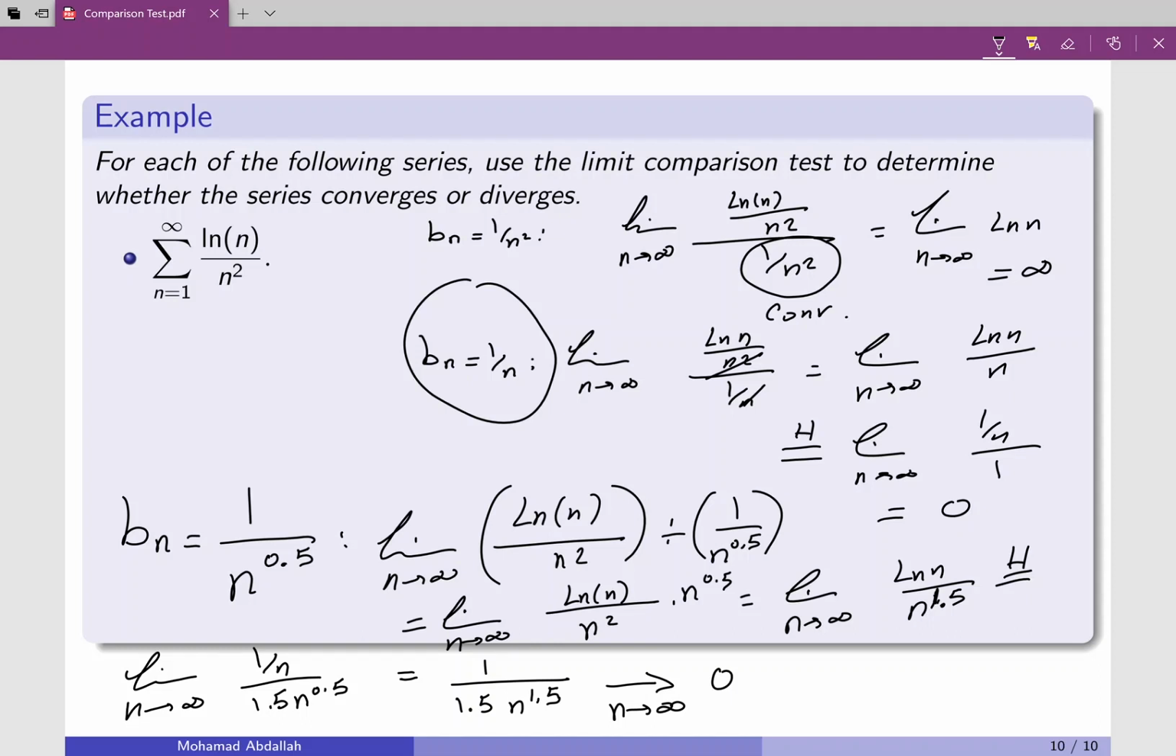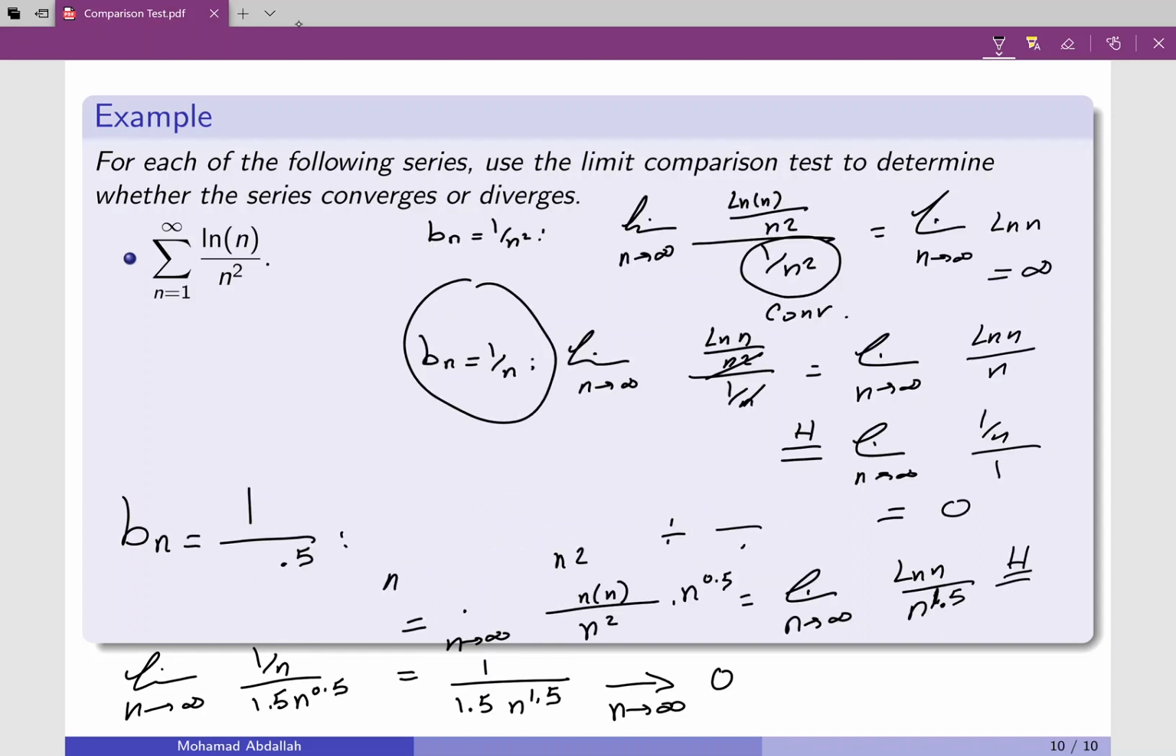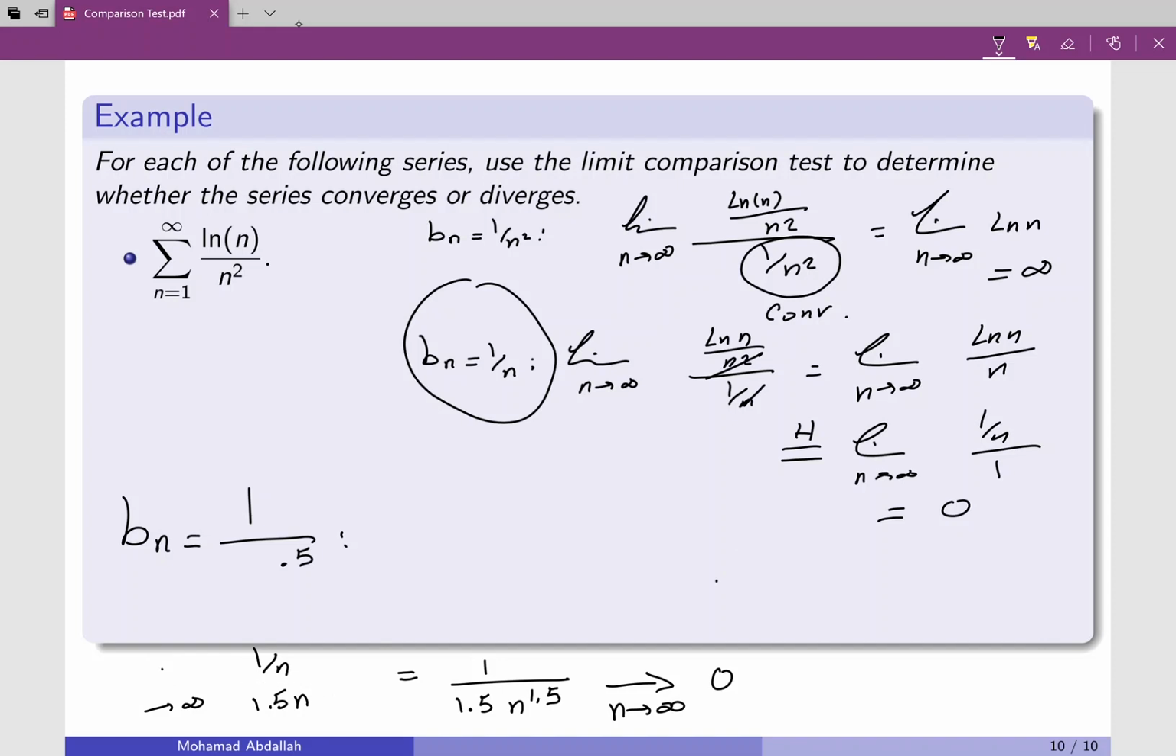I'll try Bn equal to 1 over n to the power 1.5 and see what happens. This is how you can sometimes compare. If you want to use the comparison test, it might be a bit challenging. So in this case, if the test is inconclusive at one point, you can try something in between, especially if you are using the p-test. You can try something below the 1 or something above the 1. So I'm going to try now n to the power 1.5 and see if this is going to work.